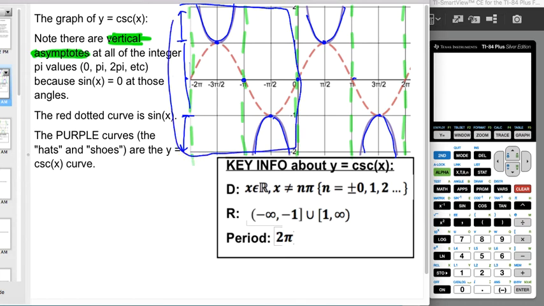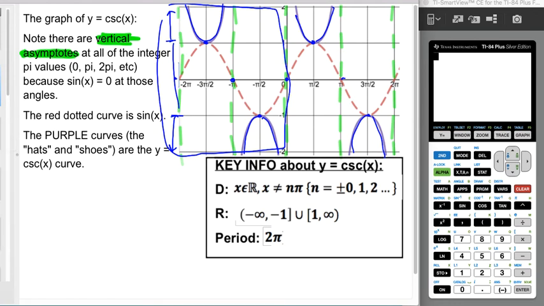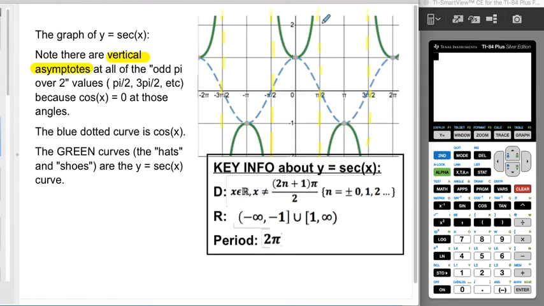All right, so moving on. The secant graph's the same basic deal, except you can see that this dotted blue curve is the cosine, and so the secant is the hats and shoes on a cosine graph. Because cosine is 0 at all the pi over 2's, specifically the odd numbered pi over 2's, like pi over 2, 3 pi over 2, 5 pi over 2, but not 4 pi over 2 because that would be 2 pi, right? So all the odd numbered pi over 2's, which is how I wrote that: 2n plus 1 is the way you write an odd number because 2n would be even, so 2n plus 1 is odd.